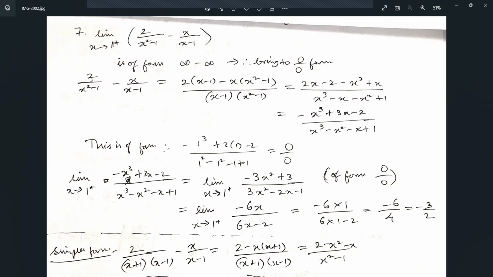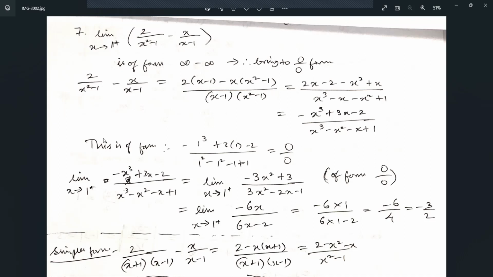So what we have is, simplify this expression, rewrite it as, when we do this addition of these two terms, we have x minus 1 coming here and x square minus 1 coming from this denominator here. So it is 2x minus 2 minus x cube plus x, and the denominator when we simplify gives us x cube minus x square plus 1. So in the numerator I have minus x cube and then plus 3x minus 2.